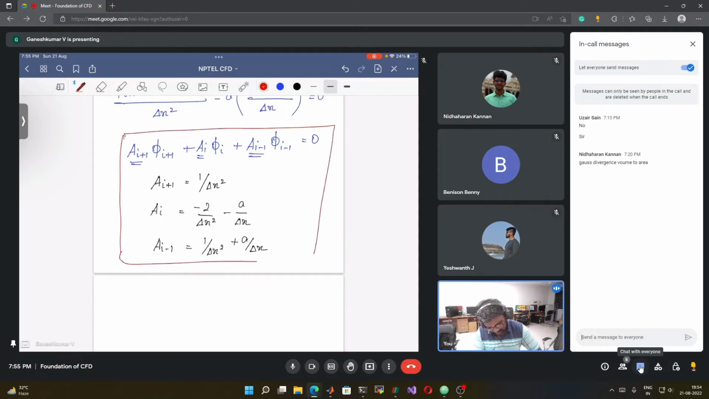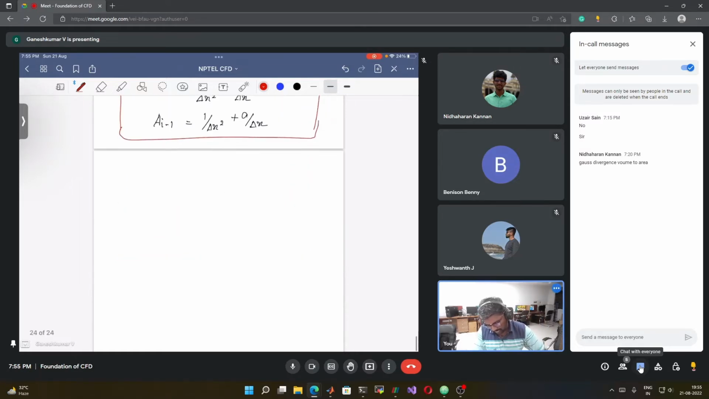Your discretized equation, and the coefficients take this form. This is UDS plus CDS for second order. Similarly, you can get coefficients for the CDS plus CDS of second order. Okay, so how will you write?